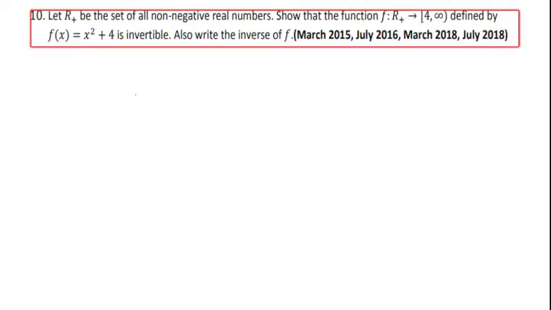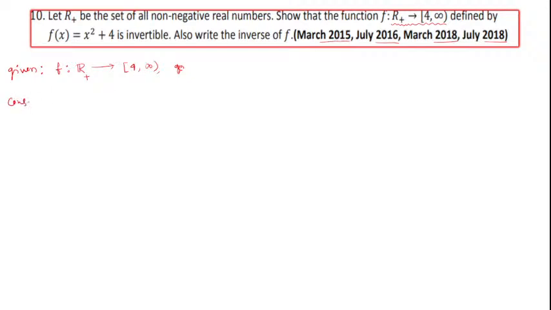So the 10th one, which was asked in March 2015, 2016, 2018 and again in the 2018 supplementary question paper. So another question, you have to follow the same method here. Take the same given data here. What is given? Your function is defined from the set of all positive real numbers to the semi closed interval 4 to infinity, given by, right? What is given here?